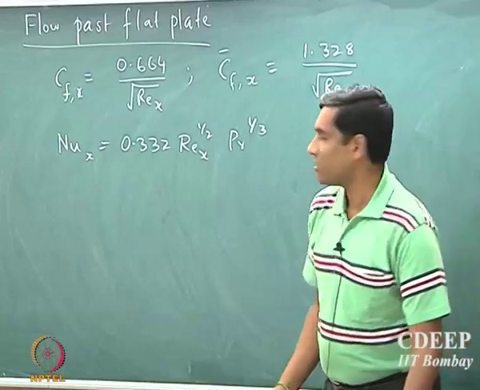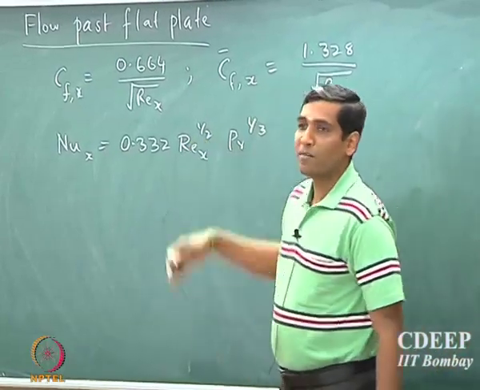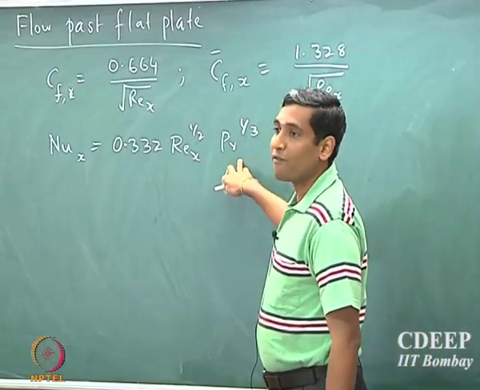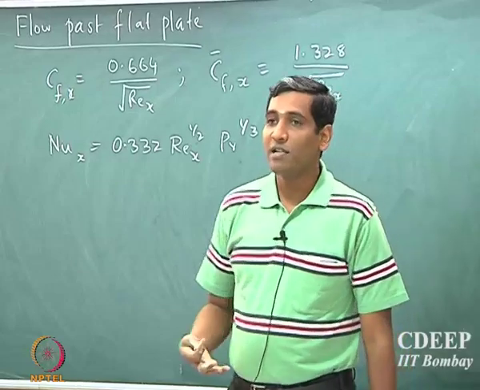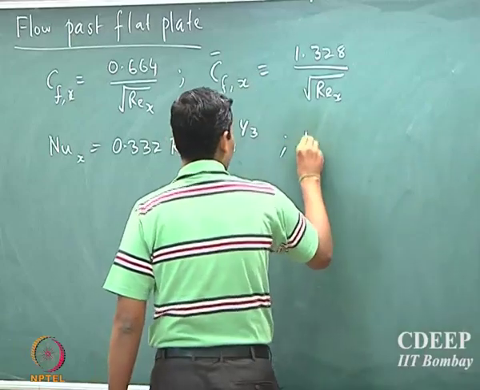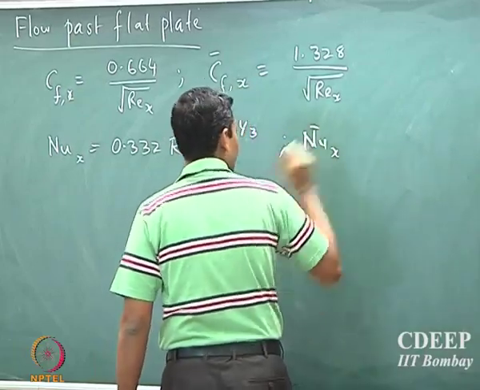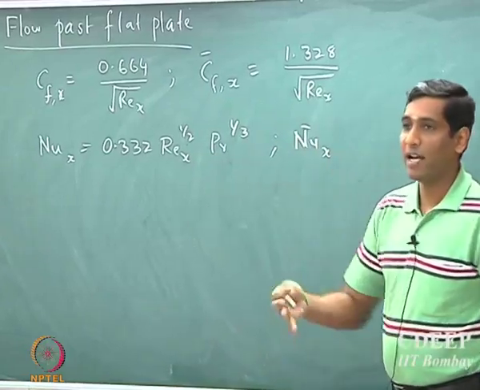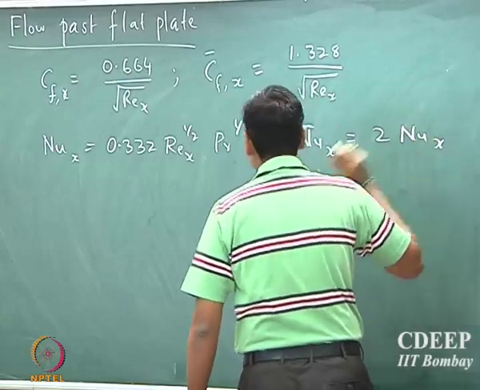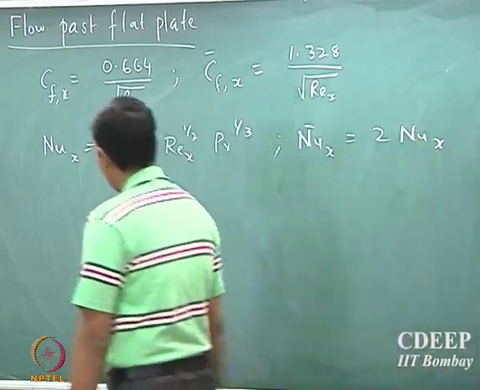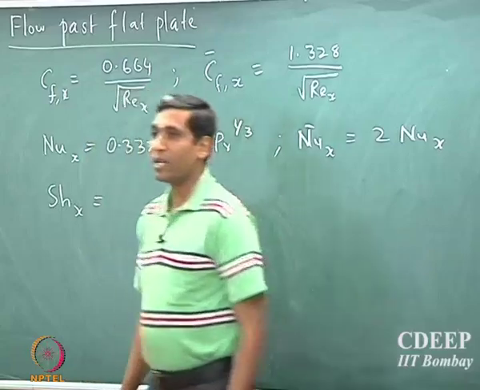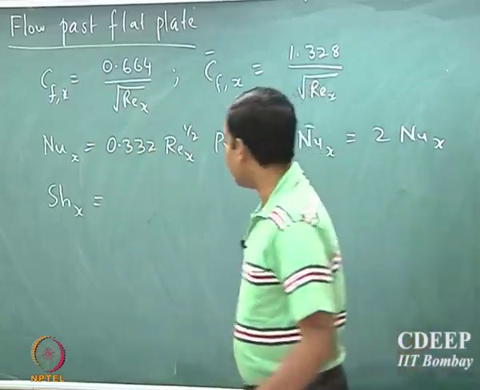Okay, and the power of Reynolds number comes from the scaling arguments, and the Prandtl number to the power of 1 by 3 comes from the gradient at the boundary. Okay, and so from this you can see that the average Nusselt number till any location is given by twice that of the local Nusselt number, and similarly we could write for the mass transport problem simply by using the boundary layer analogies.